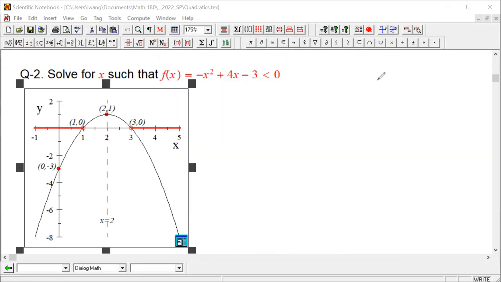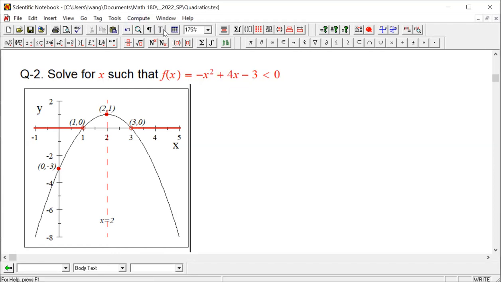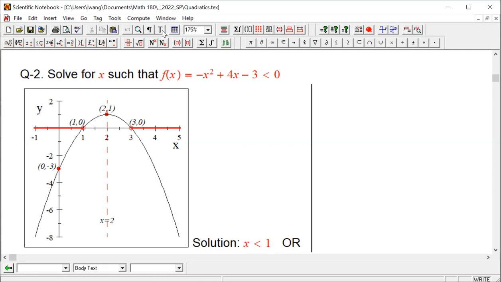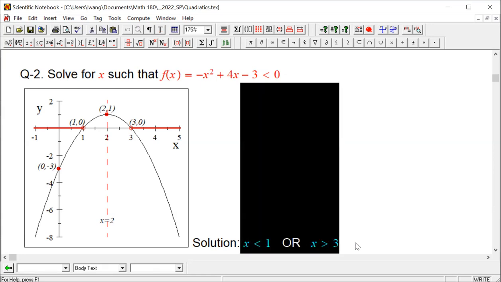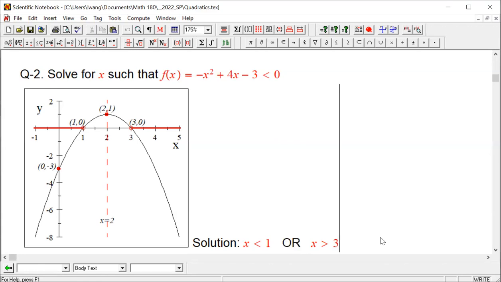There you go. How do we express the solutions as inequalities? We have an infinite number of solutions, right? One is x less than 1, or x is larger than 3. So we must express our solution as two separate parts connected by "or." Okay, that's question 2. And we can invent other questions, right?